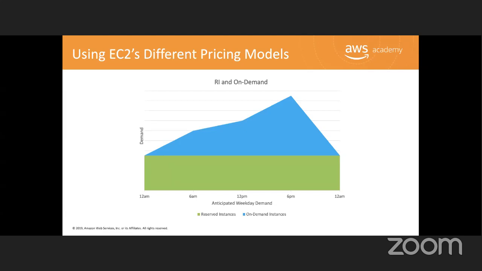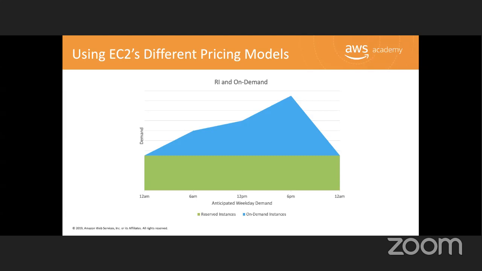Using EC2's different pricing models. So this chart illustrates a very basic way to use reserved instances and on-demand instances together to accommodate, because guys, by the way, you can have both together, okay? Working together in the same infrastructure. So you accommodate fluctuations in demand over time.